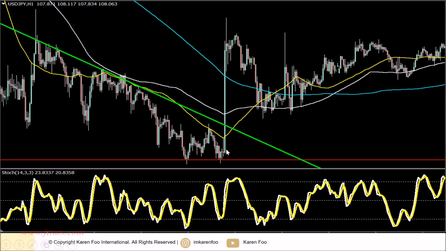Price made a double bottom, broke the trend line, stochastics went to oversold, 50 crossed above 100, and price is testing the 100 SMA again and again, and hence there is a high chance the price is going to go up from here.